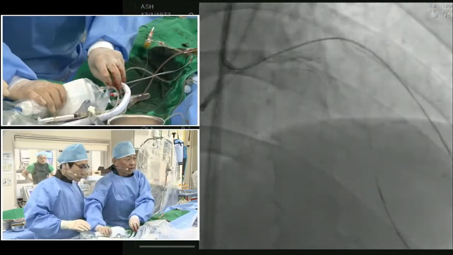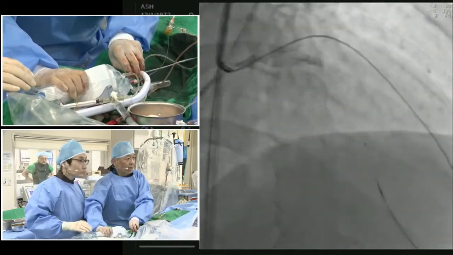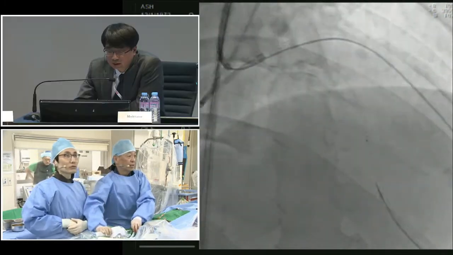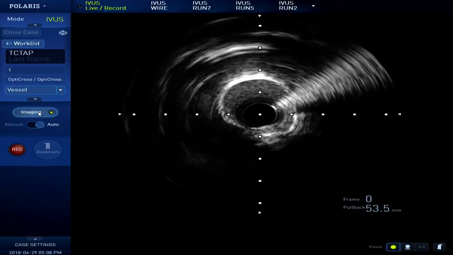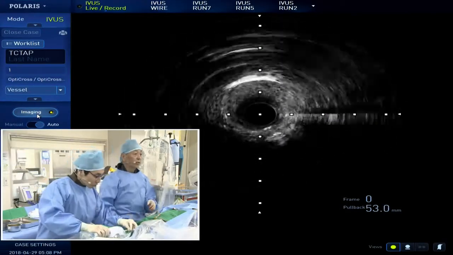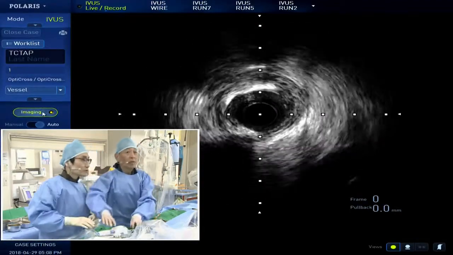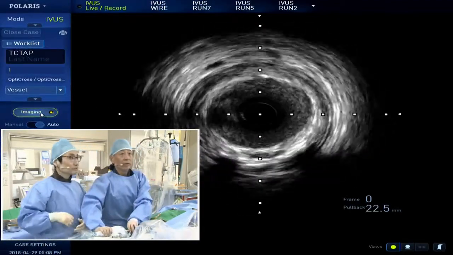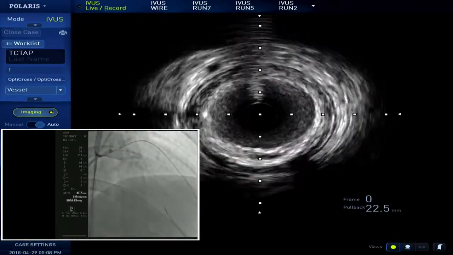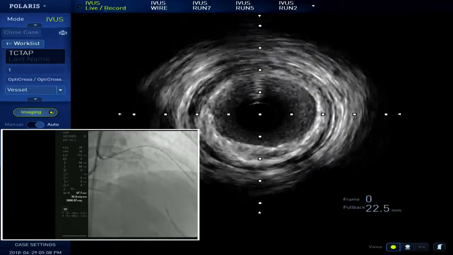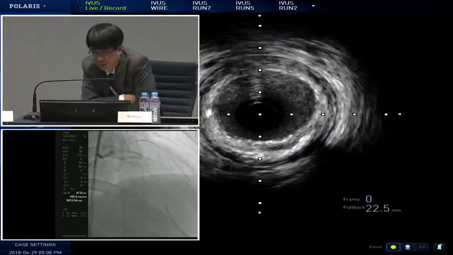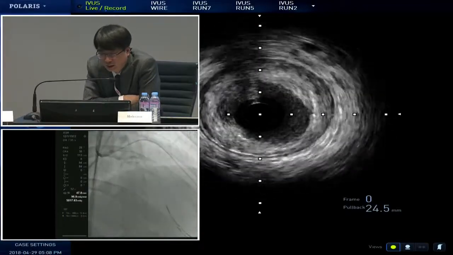But the angiographic finding is not so bad. Let's check again with IVUS. The LAD ostium has a large plaque burden. Just coverage is required. Okay. Around here, this is very healthy, between the diagonal branch and the LAD ostial region. The vessel diameter is around 4, and the lumen is 3.5. And put back.